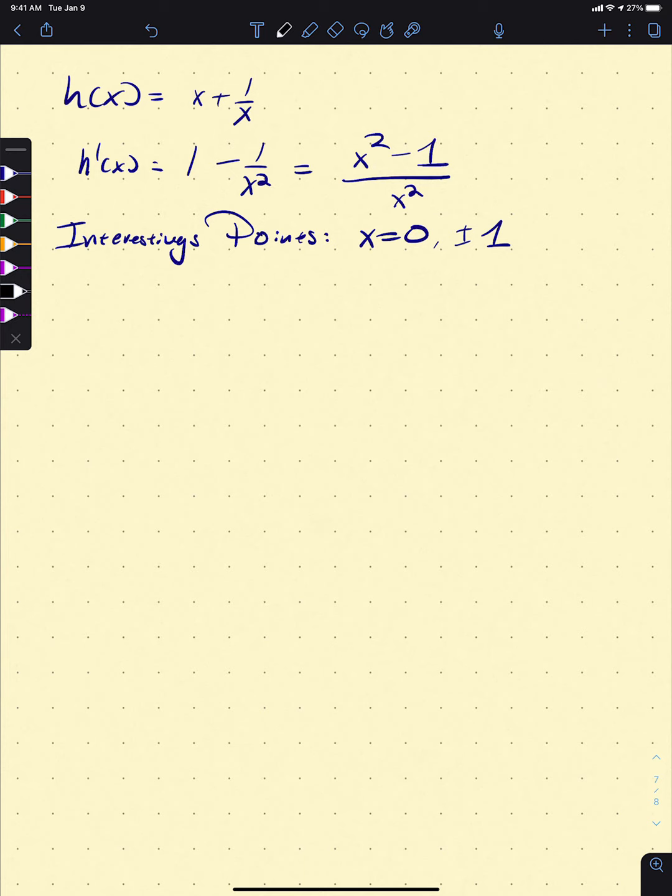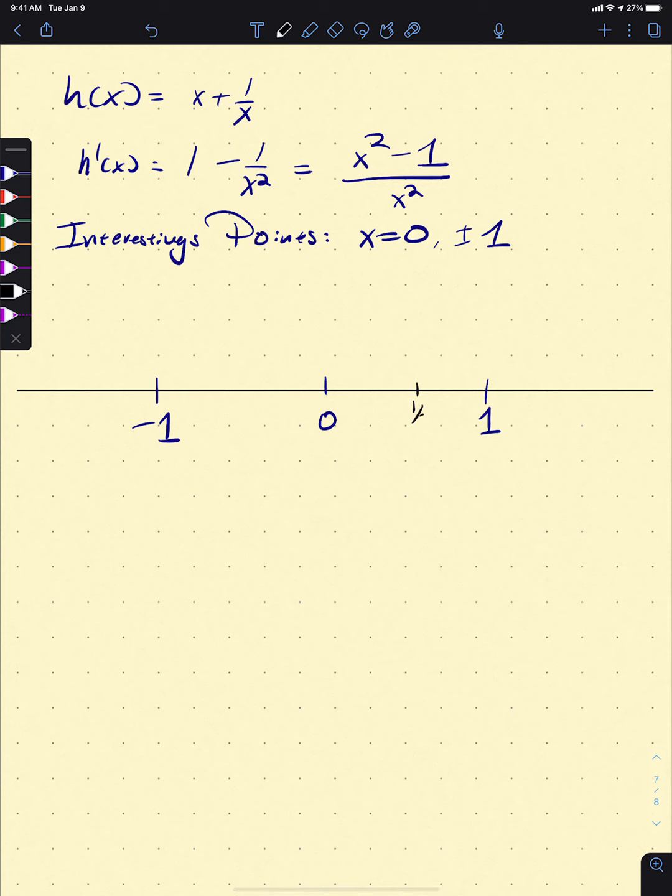So now we can pick this same sort of picture. We'll need 0, we'll need 1, and we'll need -1. And we'll pick some points, maybe 1/2, 2, -1/2, and -2. Those seem like the most clear-cut way to do this. And then we can just start plugging these in.